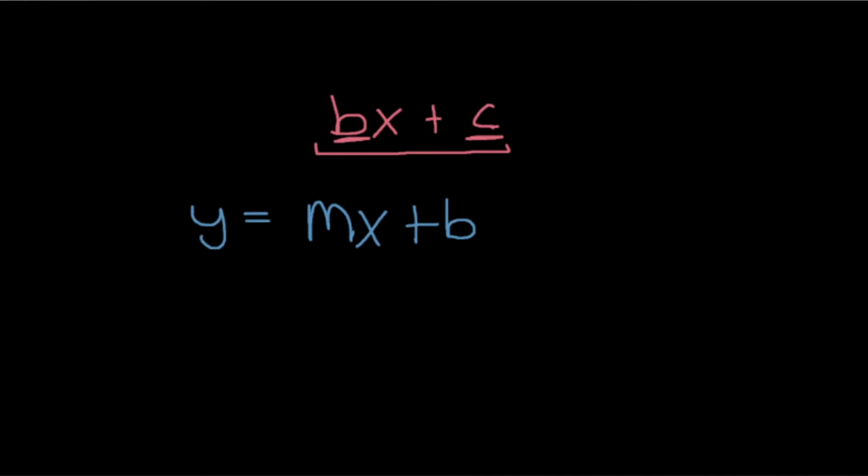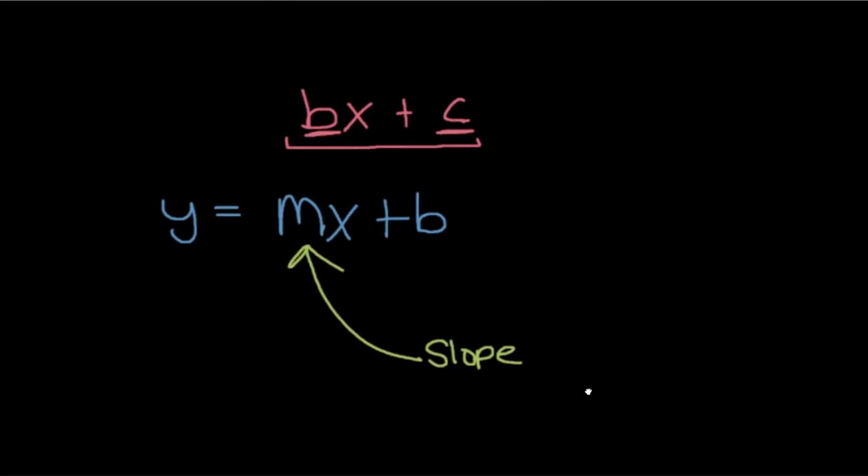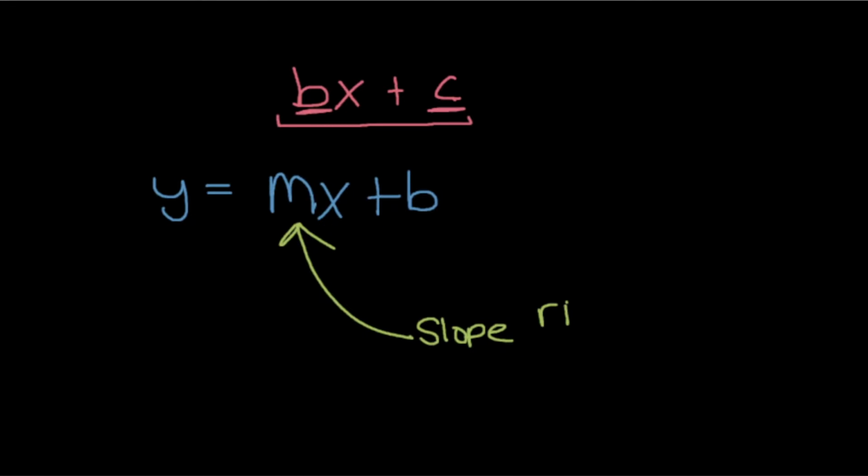Alright, so let's start off with what these variables mean. Starting off, m is the slope. This could also be described as the rise over run, which I will explain shortly. And the b value is the y-intercept. This is simply where the graph crosses the y-axis, the y-intercept.